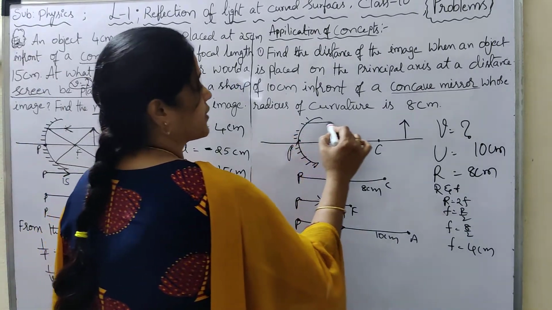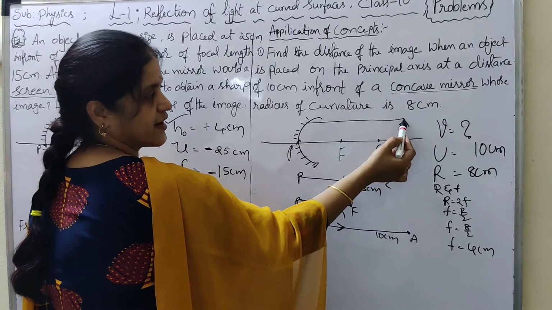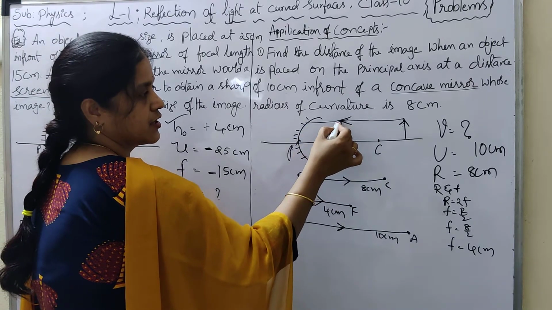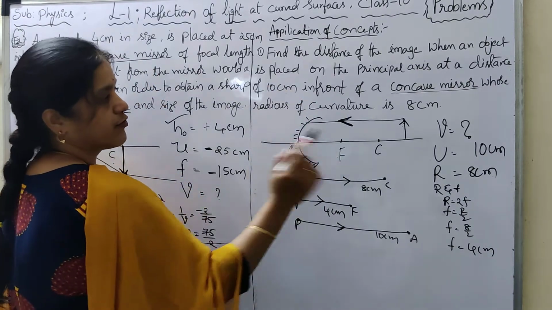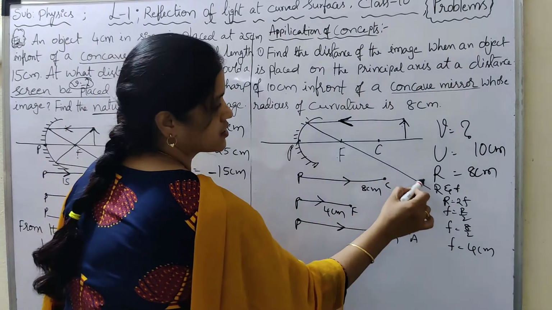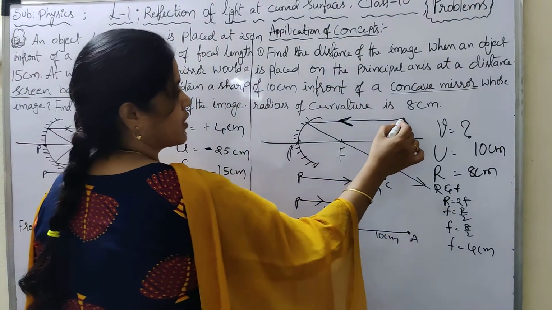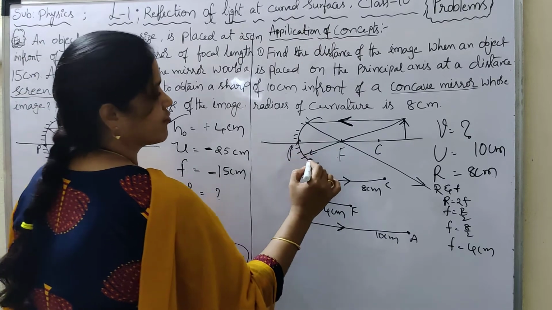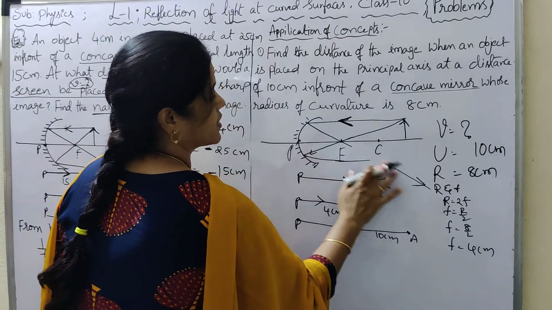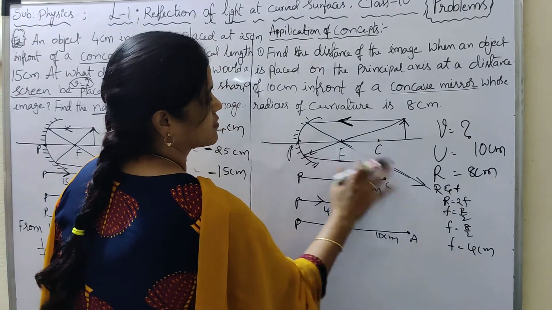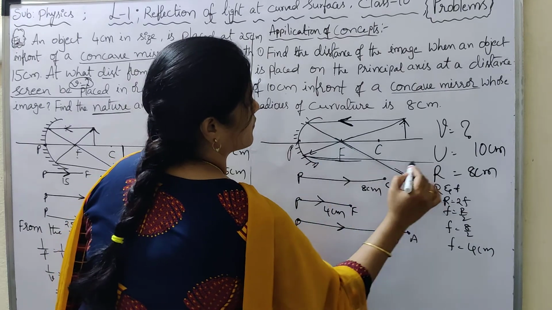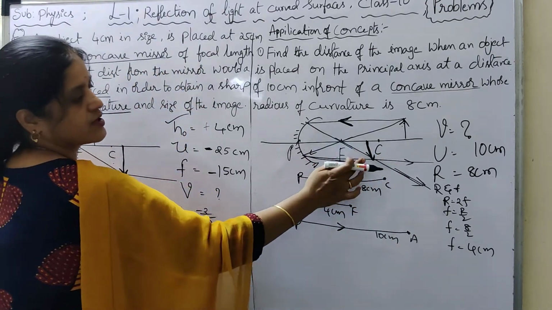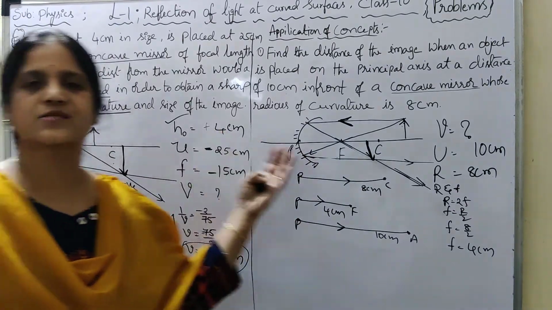Now try to draw the ray diagram. From the object, the light ray travels and falls on this concave mirror in this direction. When a ray is parallel, then the reflected ray passes through the focus. And next, when a ray passes through the focus, the reflected ray... The reflected rays will converge at this point. This I already explained in the previous videos.